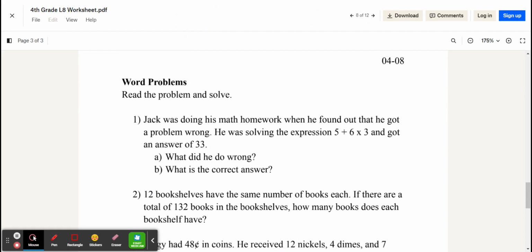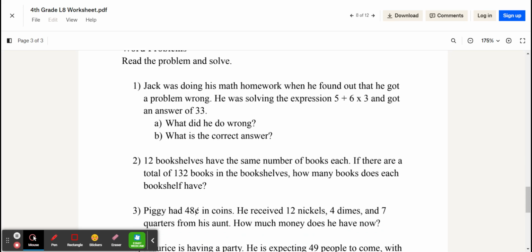Moving on to word problems. Jack was doing his math homework when he found out that he got a problem wrong. He was solving the expression 5 plus 6 times 3 and got an answer of 33. What did he do wrong? What is the correct answer?